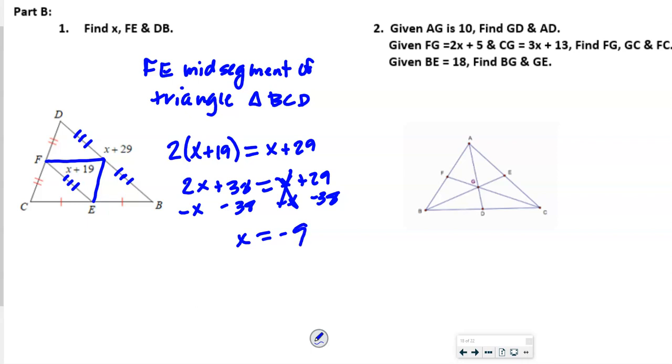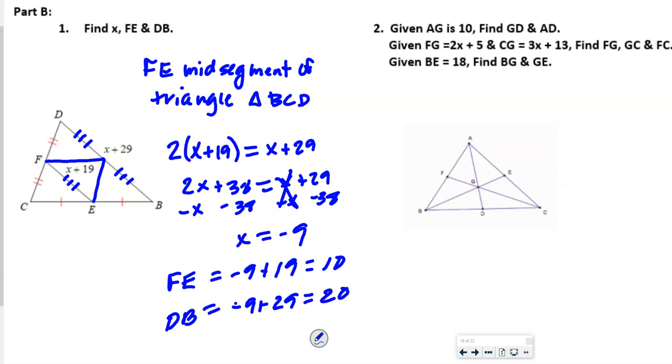Then it says to find also FE and DB. So to find FE, we're going to go -9 plus 19, and that would be 10. And then to find DB, we are going to do -9 plus 29, and that would be 20. And that makes sense, right? Because DB should be twice FE.